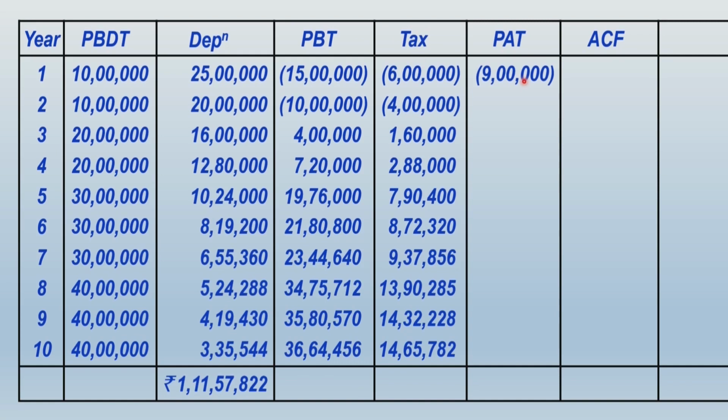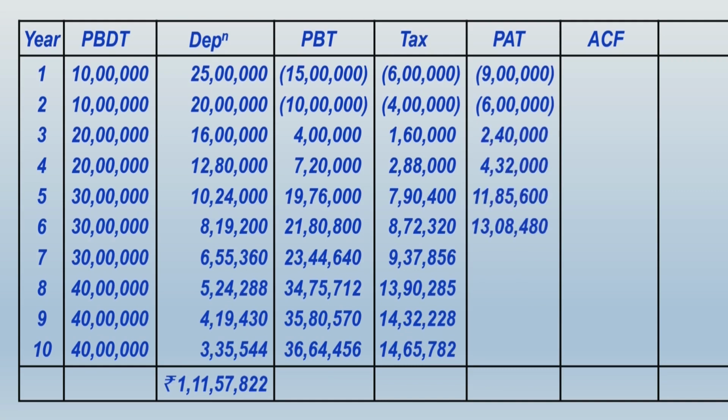In other words, your loss reduces from 15 lakhs to 9 lakhs because 6 lakhs is the amount of tax that you have saved on account of this project. Similarly, second year, the profit after tax is a negative amount of 6 lakhs. Thereafter, from third year, profit after tax will be simply profit before tax minus tax. You can list out all the components of profit after tax.